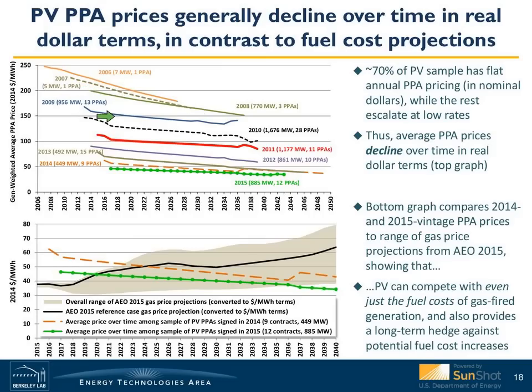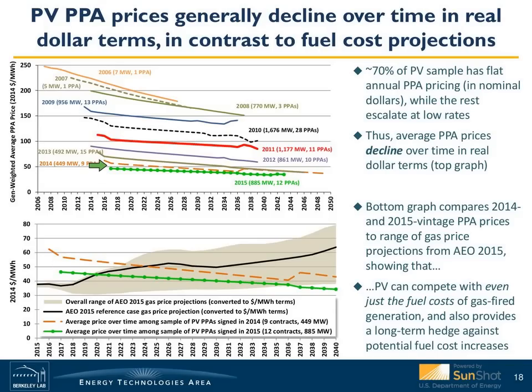And these declining prices stand in contrast to other forms of generation, such as gas-fired generation. So what I've done on the bottom graph here is I pulled out the 2 most recent PPA price vintages. So in other words, these are the 2 bottom lines from the top graph.